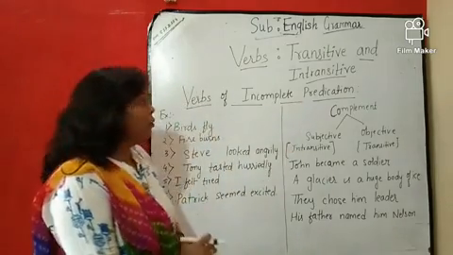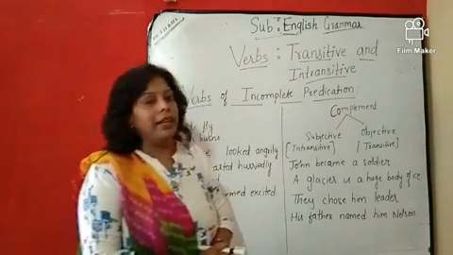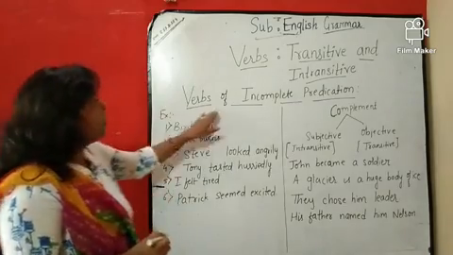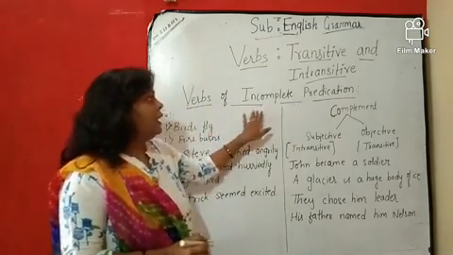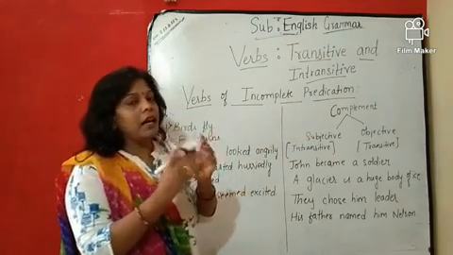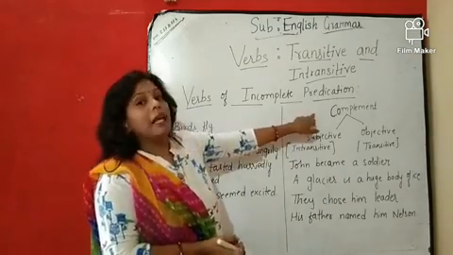Now the next topic that we are going to see is the verbs of incomplete predication. Okay. Now see some examples I have written over here. Verbs of incomplete predication. Predication means subject. A sentence is made up of subject and predicate, right? So we are going to talk about that predicate.